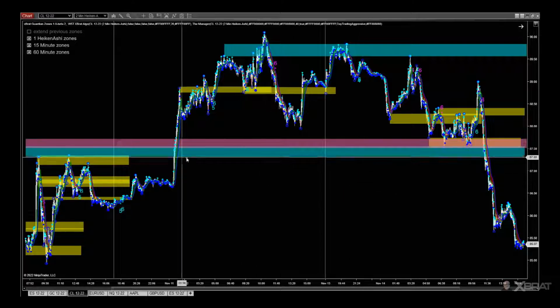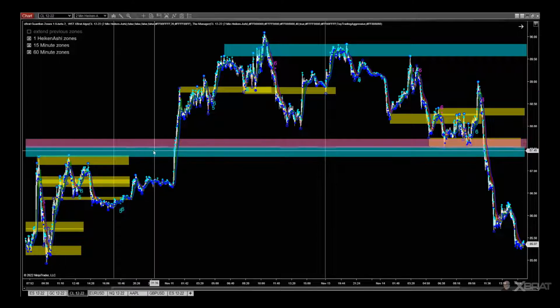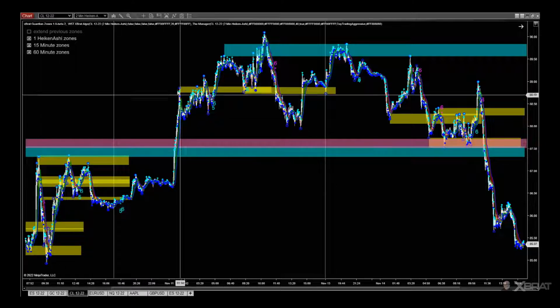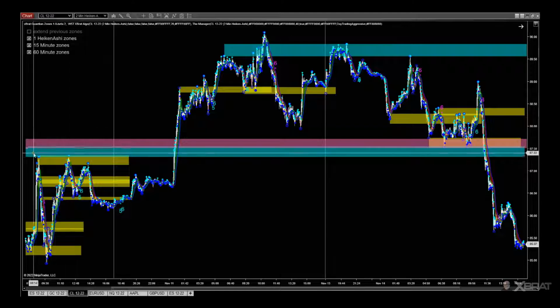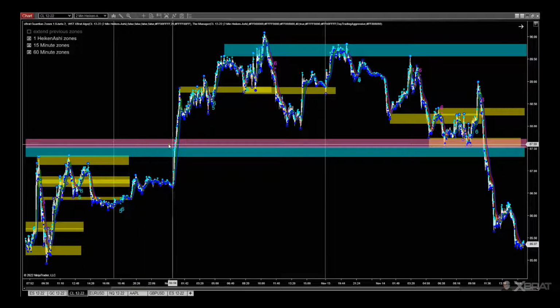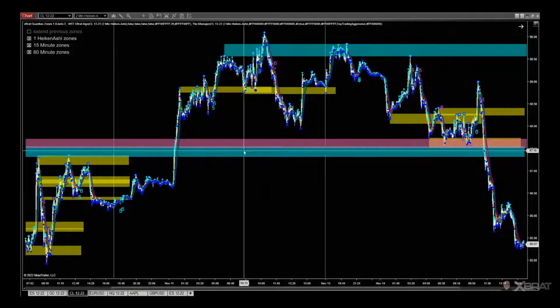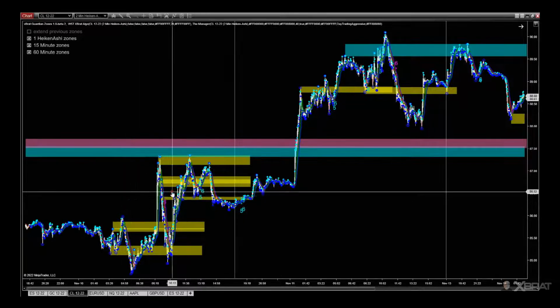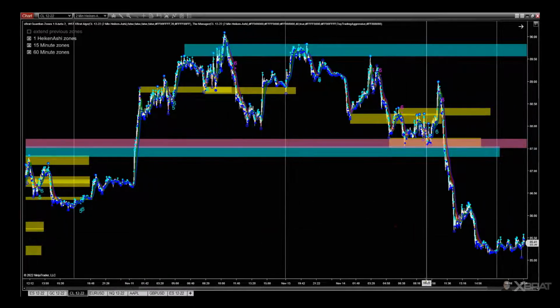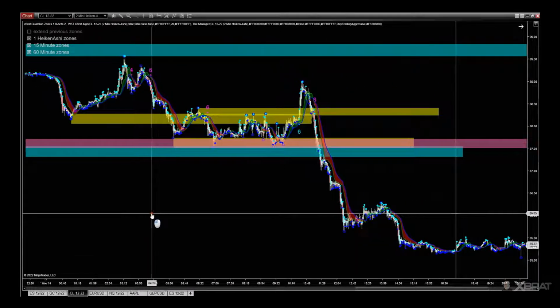If we look left here, this blue zone is taken from the 15 minutes. So even though we're on the 2-minute Heikin-Ashi, this blue zone is taken from the 15 minutes. That's a really strong support here. The pink is taken from the 60-minute time frame, so that goes back quite a way. Now what I'm really interested in is yesterday, what happened.